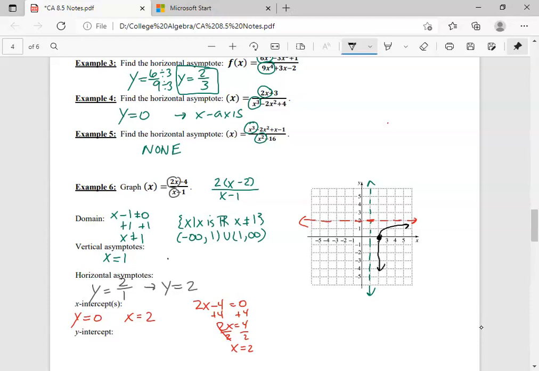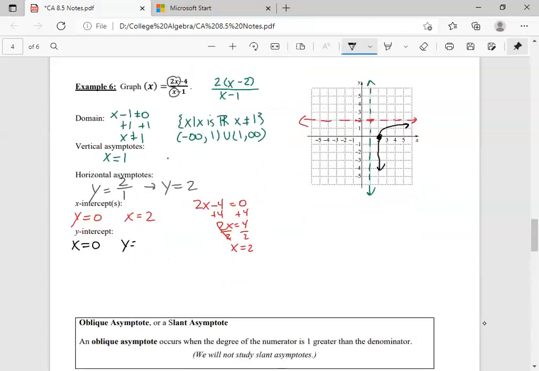And then my y-intercept is when x equals 0. What is y? If we go to our regular function, instead of x's in there, we would plug in zeros. So you should be just left with whatever terms don't have x's. So -4 over -1, which is just 4. So the point (0, 4) would be my y-intercept on this one. We didn't have any holes in this graph. Nothing canceled out. Okay.